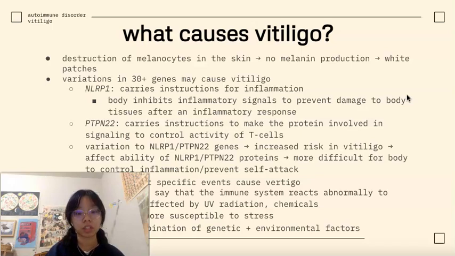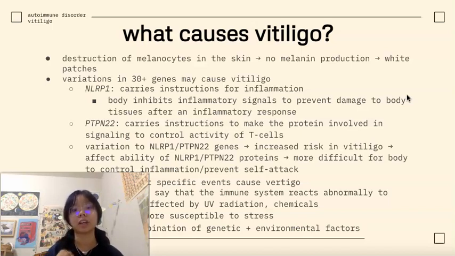Variation in either of these genes will cause changes in their function, which will affect the development of vitiligo, since these two genes are responsible for inflammation and, more importantly, stopping the inflammatory response. If the function of these genes is changed, then it will be harder to stop an inflammatory response, and therefore more likely that the response will turn on your own body and attack your own cells.